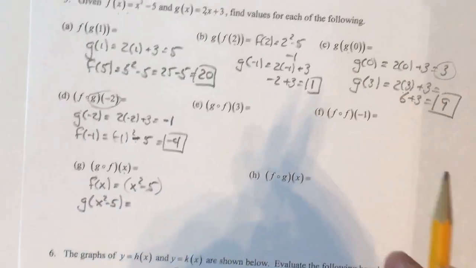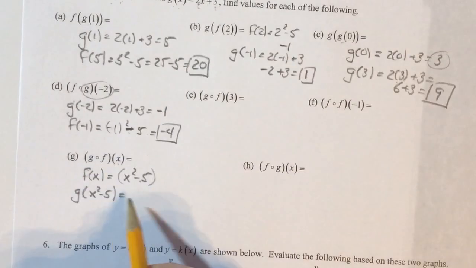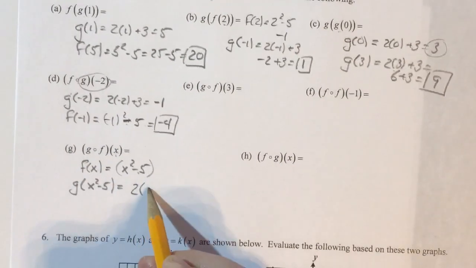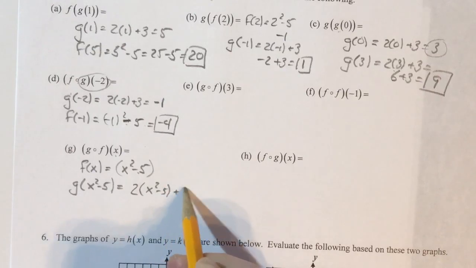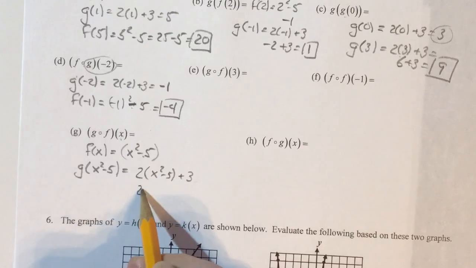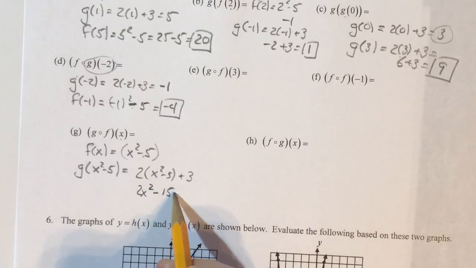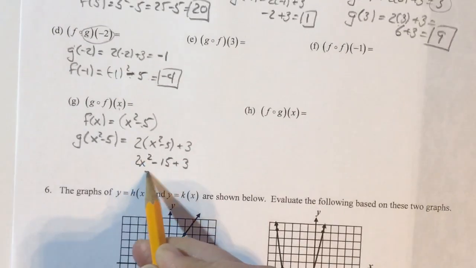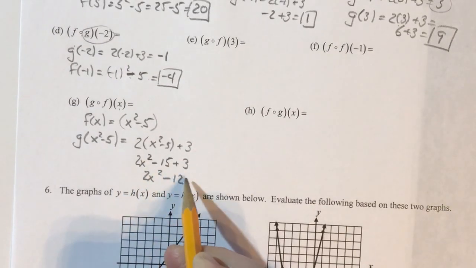So what does g do? It doubles and adds 3. So I've got to take this whole thing, double it, and add 3. Now I want to simplify this. I'm going to distribute: 2x squared minus 15 plus 3. So I'm going to end up with 2x squared minus 12.